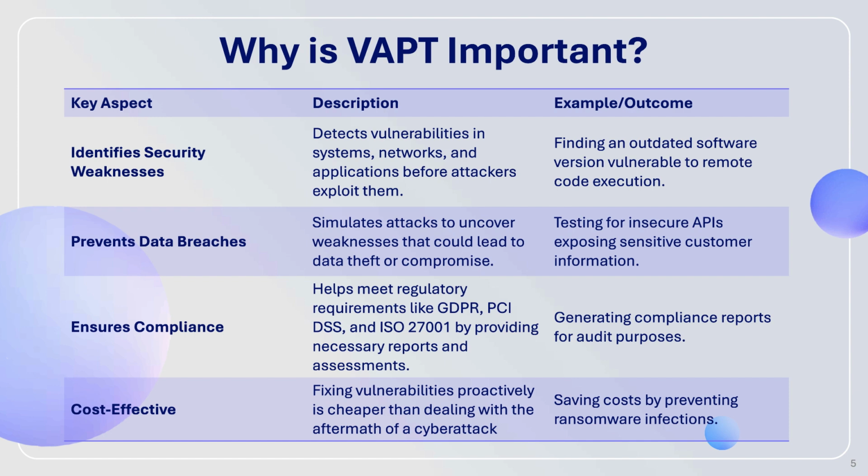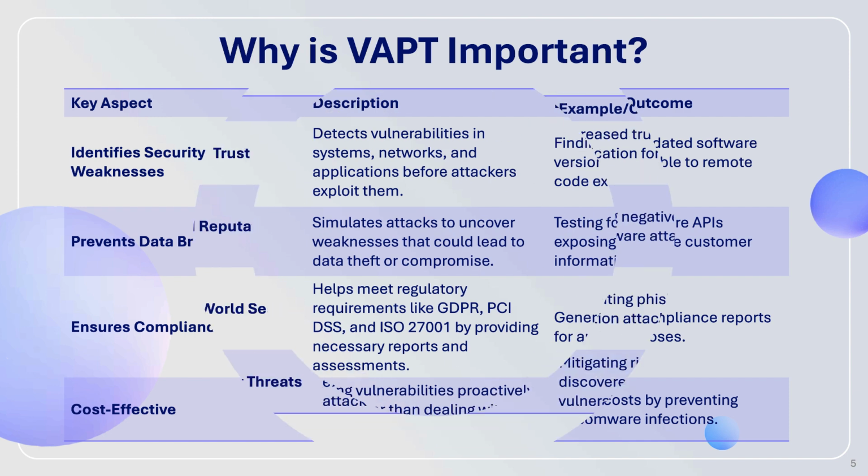And the fourth one is cost effective in the long run. It is proactive mitigation. Fixing vulnerabilities before an attack is less expensive than dealing with the aftermath of a breach. So an example for this would be preventing ransomware attacks by addressing weak endpoints during VAPT.